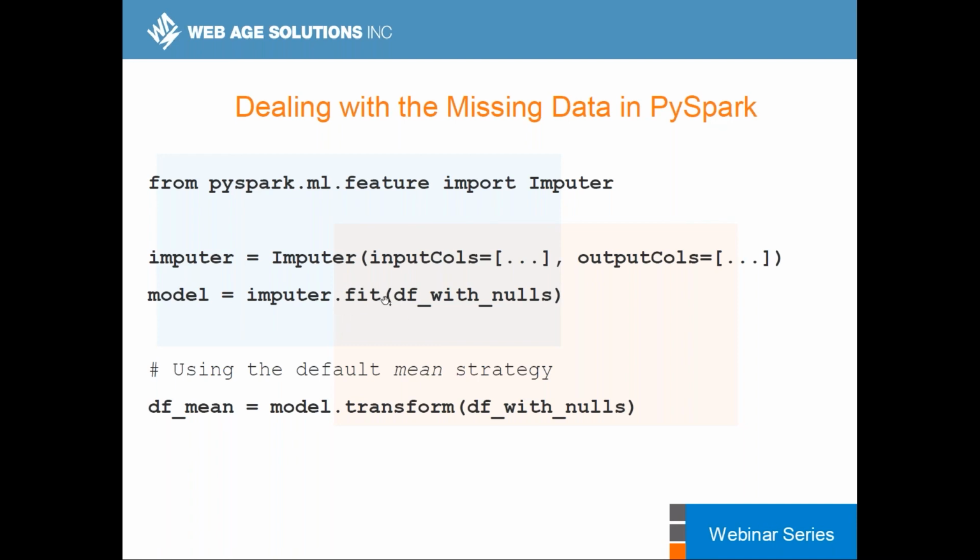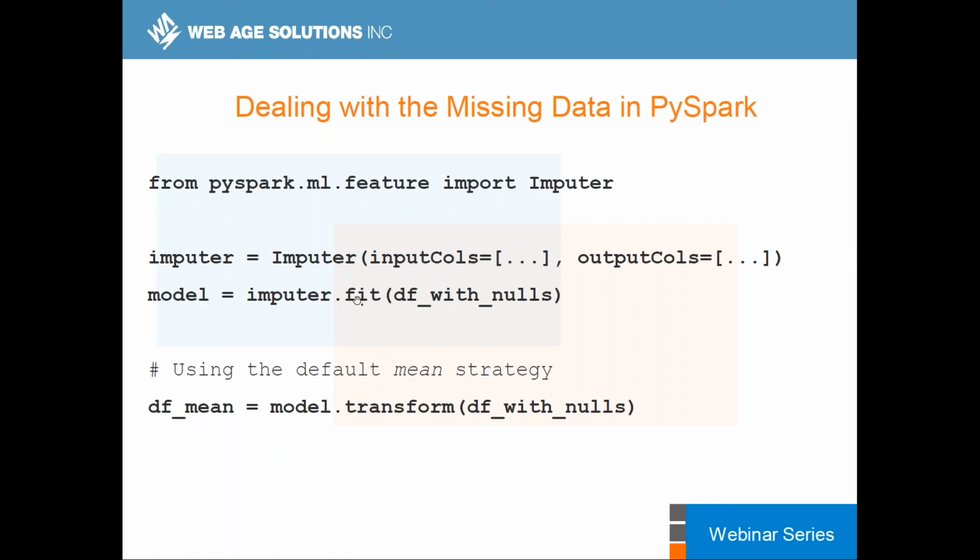idioms for fit and transform, borrowed from scikit-learn, a standalone machine learning library for Python. And you feed your data. It's the data frame, similar to a pandas data frame or R data frame, which contains nulls. And then that imputer would essentially learn, traverse all the data, and it would create a model. So it will be a two-step process interface.